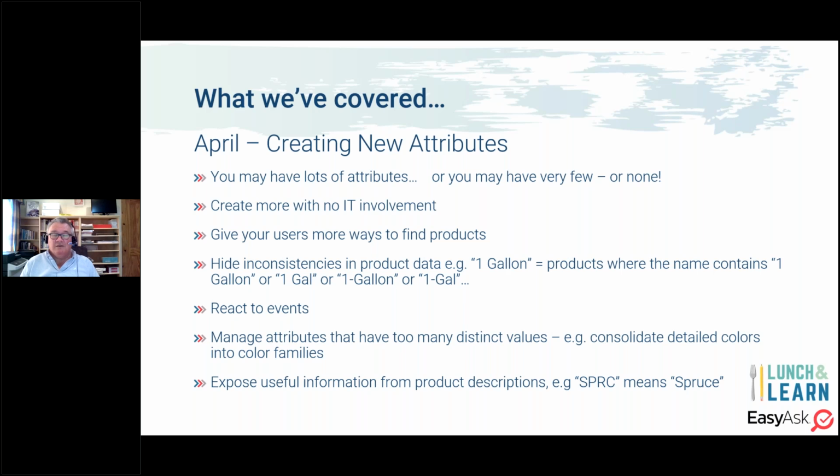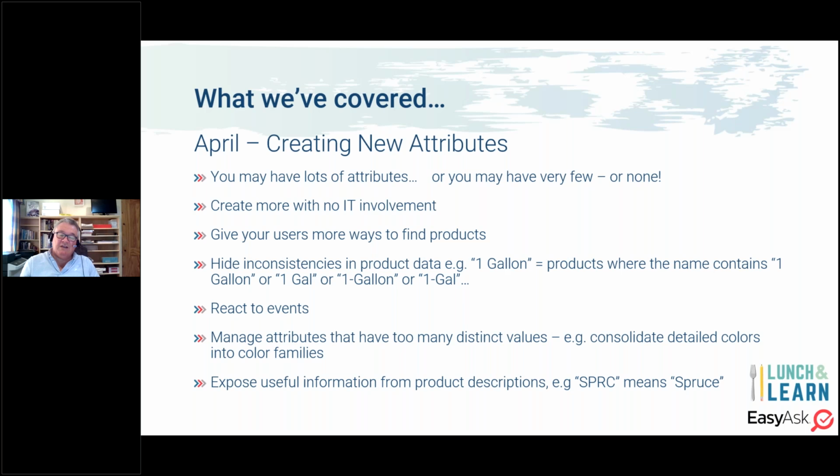Example on the screen, if you want to set up an attribute value of 1 gallon, you can link that to all the products where the product might call it 1 gallon, or it may call it 1 GAL, or 1 gallon, and so on. So attributes are a great way of hiding all those inconsistencies and presenting a single value. You can use them to react to events, and obviously COVID was a prime example of that, and a number of our customers created a COVID attribute in order to highlight products that were relevant to the pandemic, such as masks and sanitizer and so on.